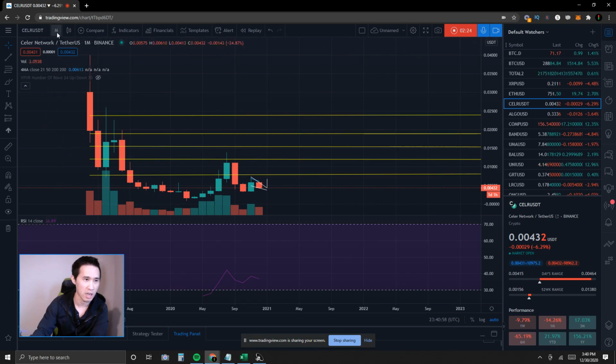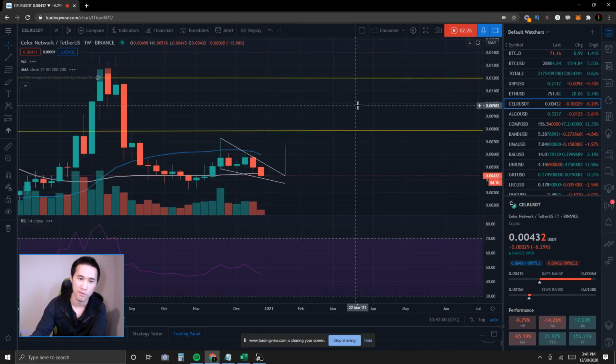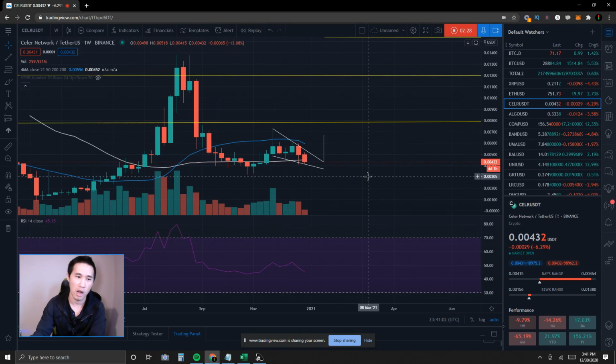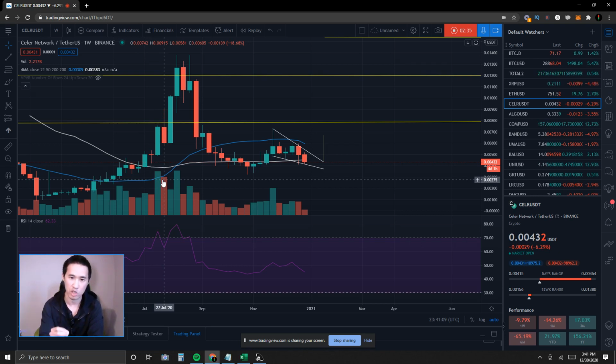So let's take a look into the weekly time frame, a smaller time frame, and see what exactly is going on in here. On the weekly time frame, I do see that the 21 simple moving average has just crossed over the 50 simple moving average. However, it does look like it wants to cross over again.